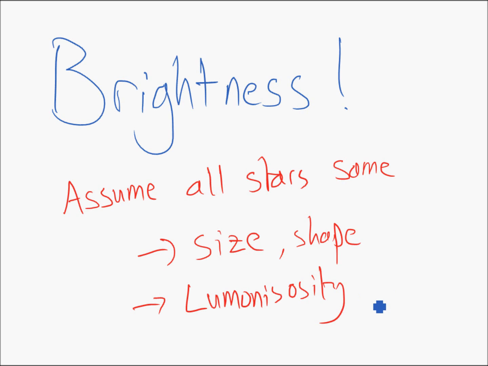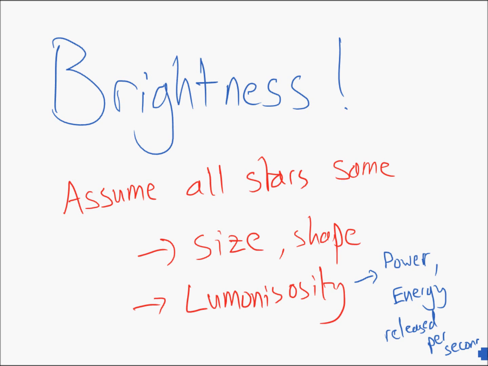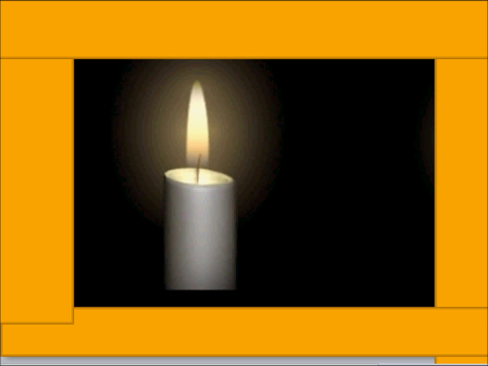So if we're going to assume that, I'll put a note here for you. Luminosity is actually like the power rating. The power is the amount of light given out per second, so the energy released per second. And this is a method that was developed a long time ago. I'm going to talk about a scientist called Huygens, and I'm going to use a little example here to show what Huygens did.